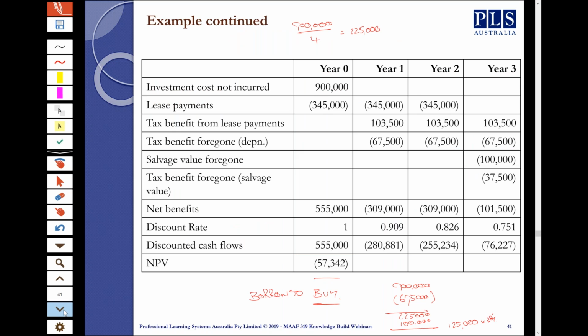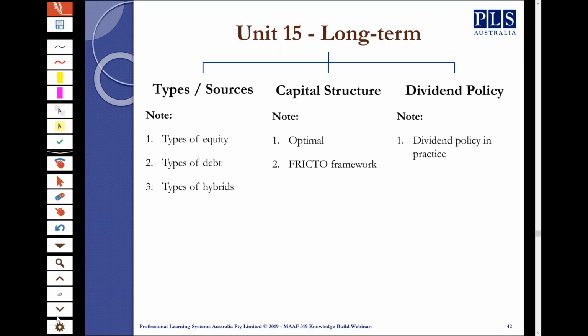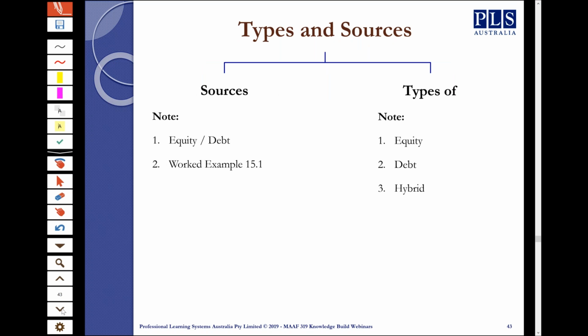As we then come through, however, that leaves us with our final unit, which is our long-term finance area. I may just go a little bit past the hour here just to cover this off, but just note, you've got types and sources, your capital structure, and your dividend policy. So the types or sources are your types of equity, types of debt, types of hybrids. Capital structure, they talk about your optimal and your Fricto framework. And then with your dividend policy, you're looking at it from the logic of what is the dividend policy in practice for the organisation.